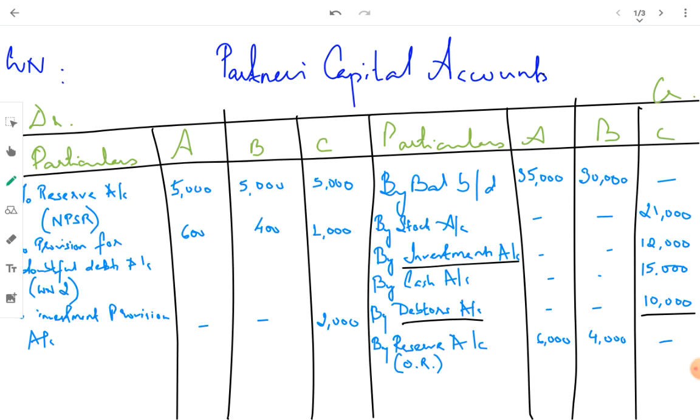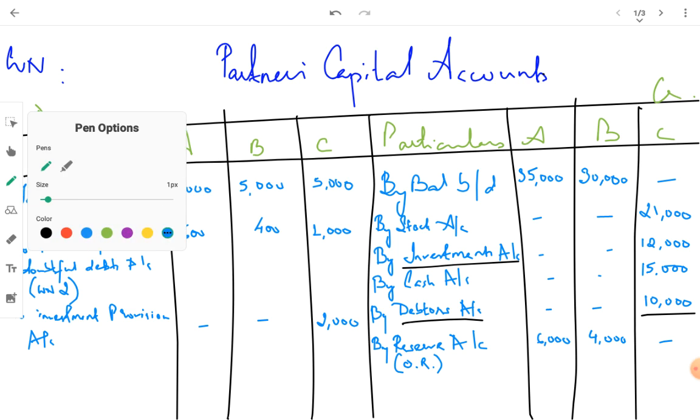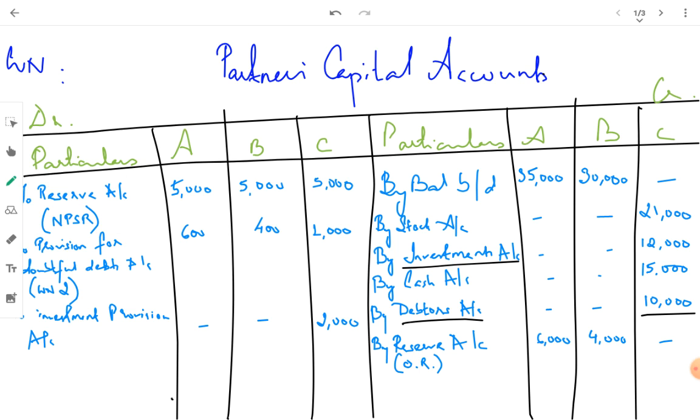However, they've given you under point number 2, the capitals of the partners should be equal taking C's capital as base. So now we have to close down our partner's capital account. So let's close our partner's capital accounts first. See what are the totals we are getting. Let's calculate first for partner C. Why? Because we are going to be taking C's capital as base. So calculate the total for partner C.